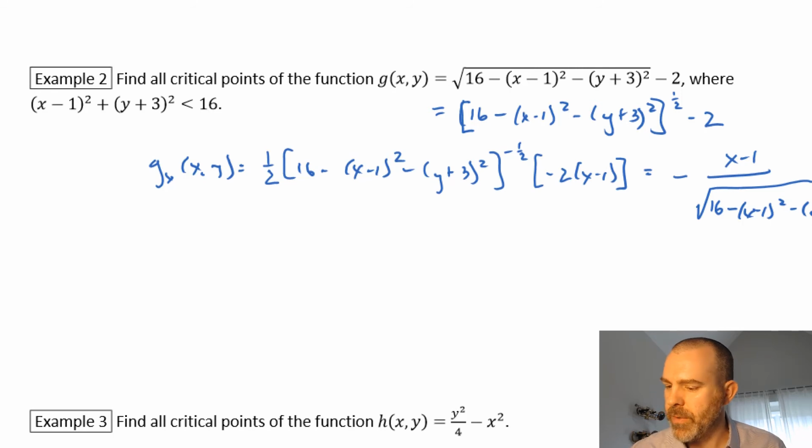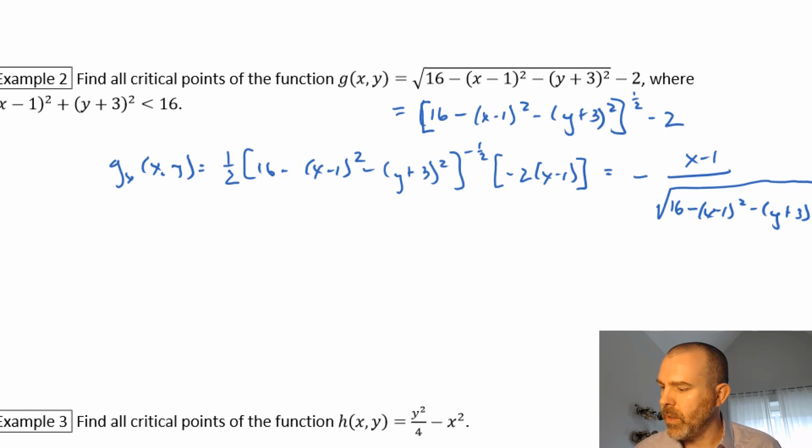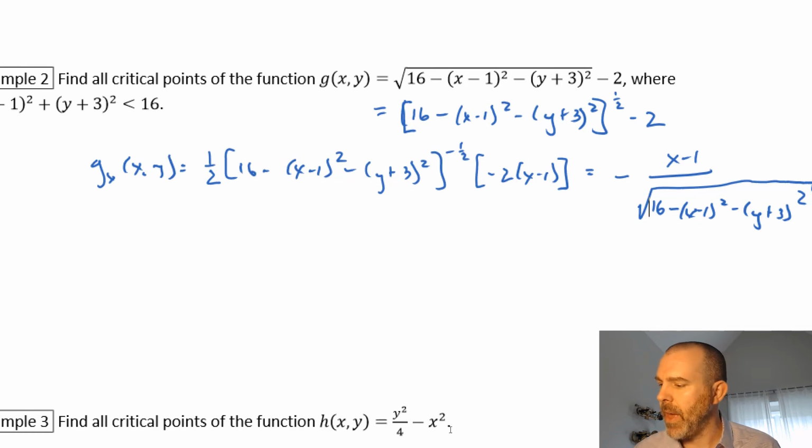I think I am off the screen here. I think I am off. Shift that over a little bit. Sorry about that. I got to remember not to write over that far.